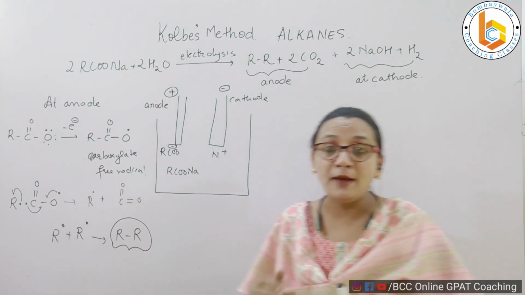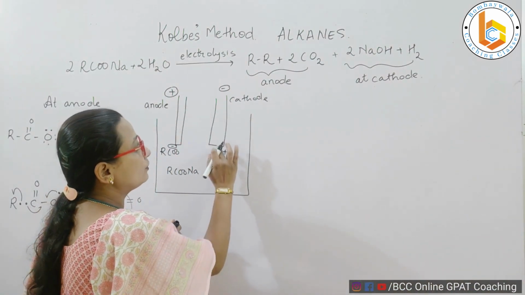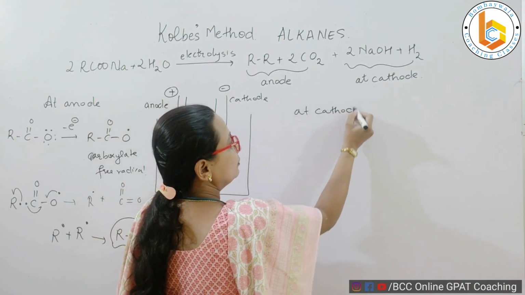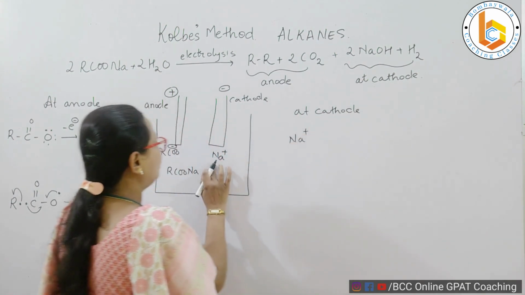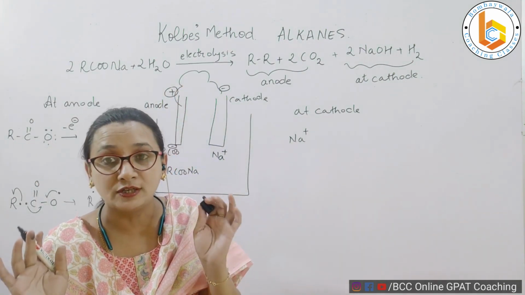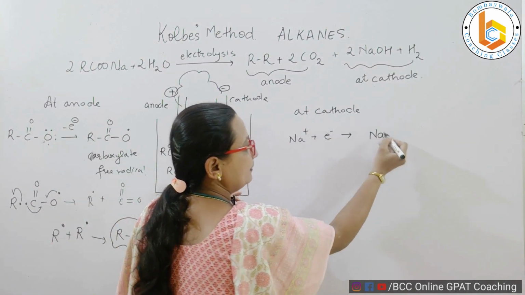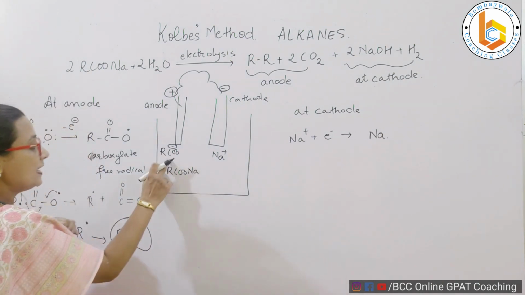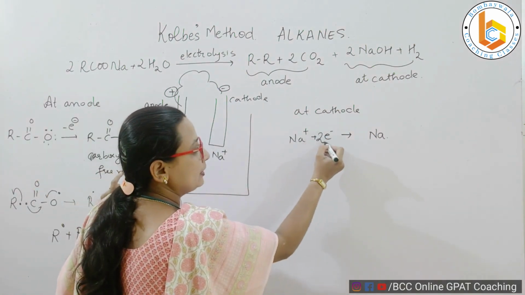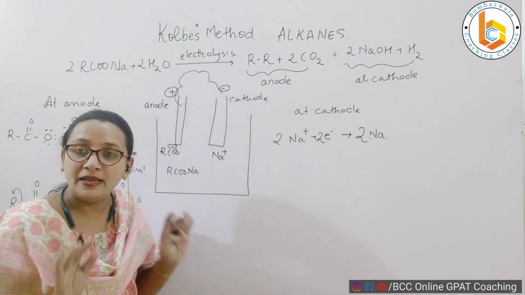Now let us see what happens at the cathode. There is this sodium which is going towards the cathode. This sodium that has gone towards the cathode will take up the one electron which was donated by the acetate or the carboxylate ion. So this sodium, if it takes up an electron, will become Na. Because there are two molecules of sodium salt of carboxylic acid, we can have two electrons, and two sodium will take up two electrons and become 2 Na, plain metal.